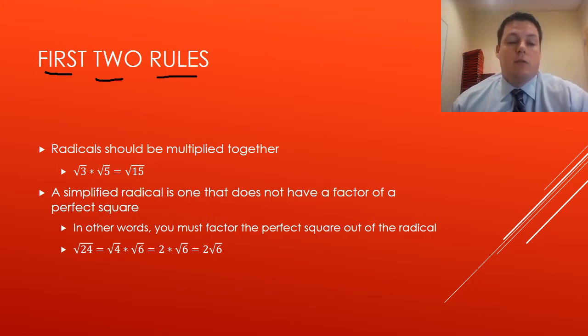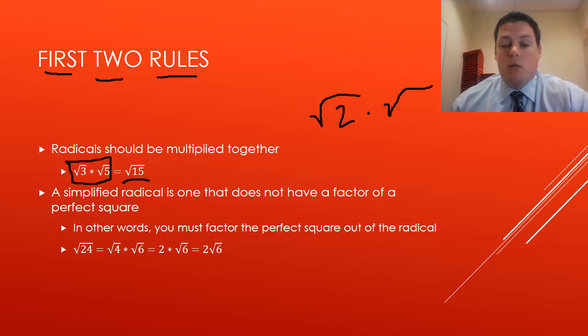All right. The first rule is radicals should be multiplied together. So if we have two radicals, we need to multiply them together just by multiplying. So the square root of 3 times the square root of 5 gives us a square root of 15. It's that simple. Here's another example. The square root of 2 times the square root of 3 gives us the square root of 6.